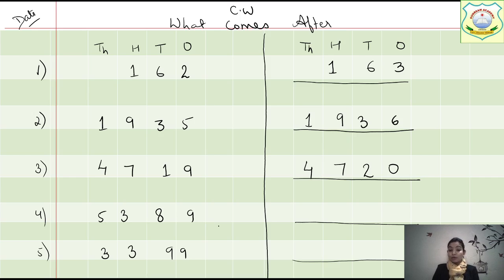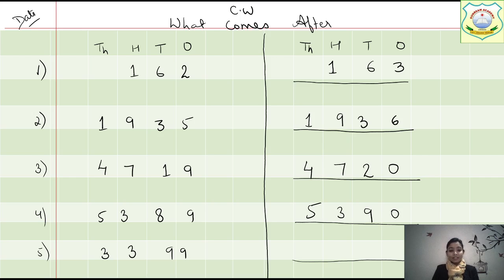5389. Now in the place of 9 we have to add 1, so that will be 10 and carry 1 will be at the tens place, so this will be 9. 90. 89 के बाद क्या आता है? 90. So like 5390. Clear?